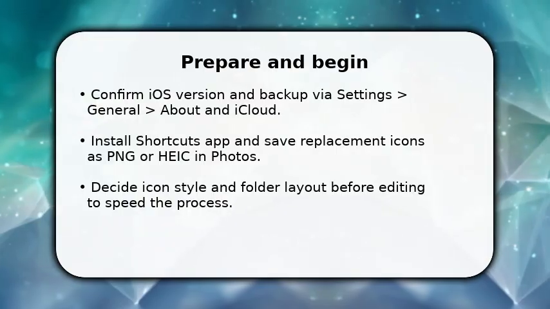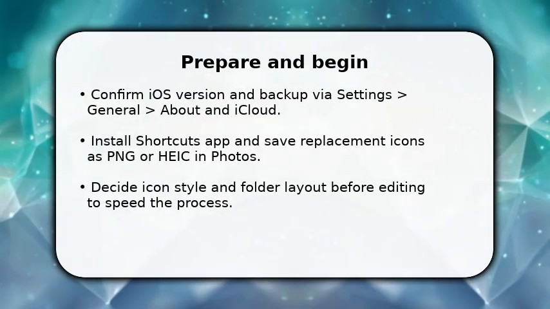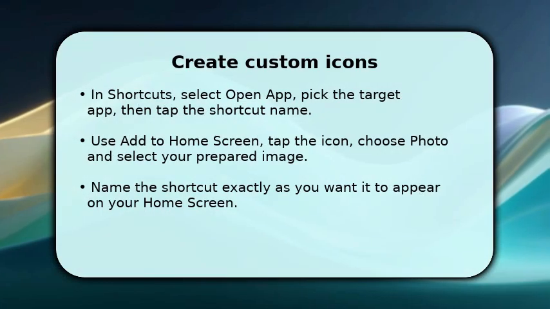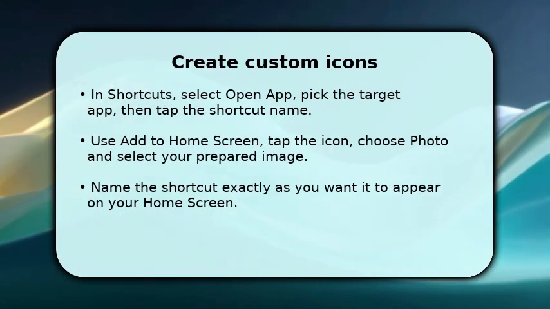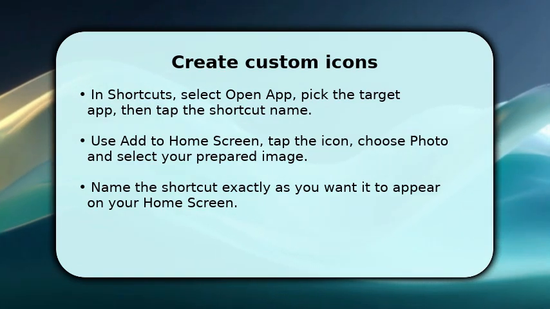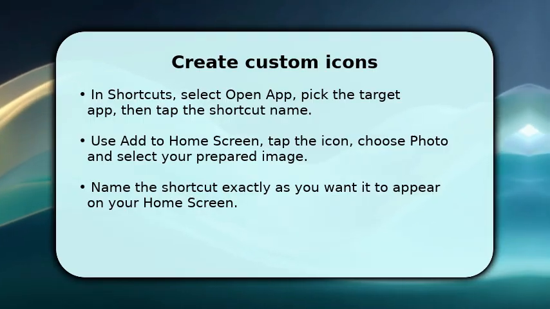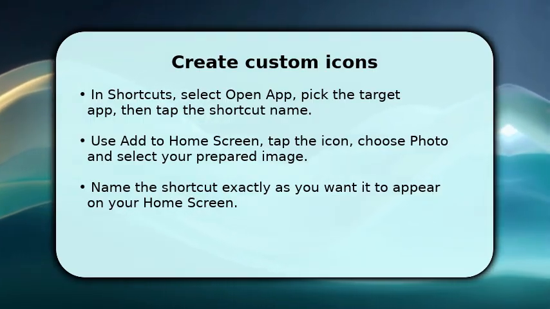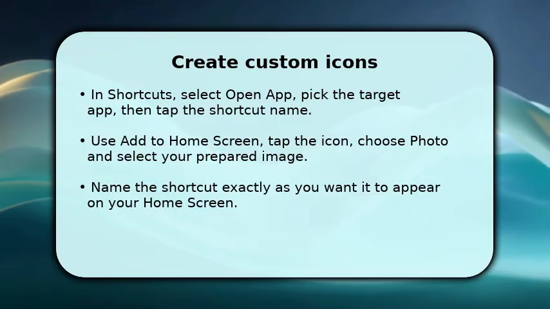Make sure the image is in Photos and correctly cropped for a sharp result. You now create the actual shortcut. Add the Open App action and choose which app will launch. Then tap the Shortcuts options and choose Add to Home Screen. This is where you attach your custom image so the icon looks native.